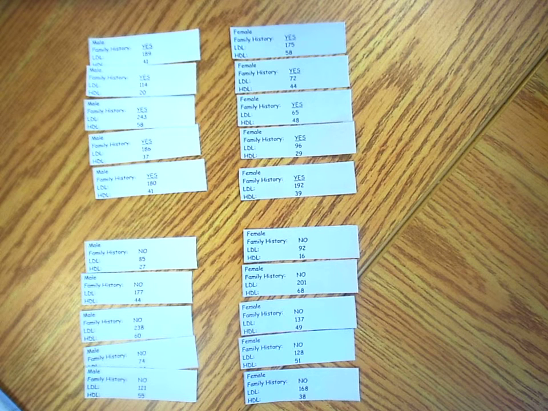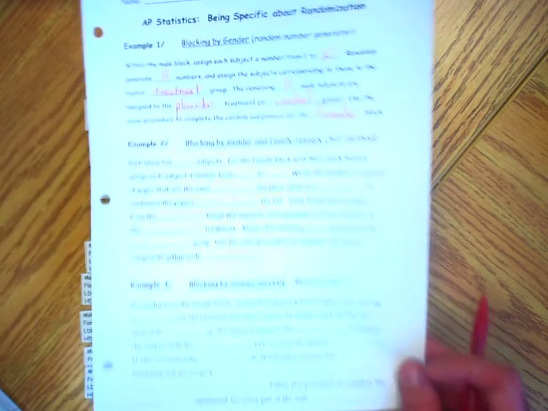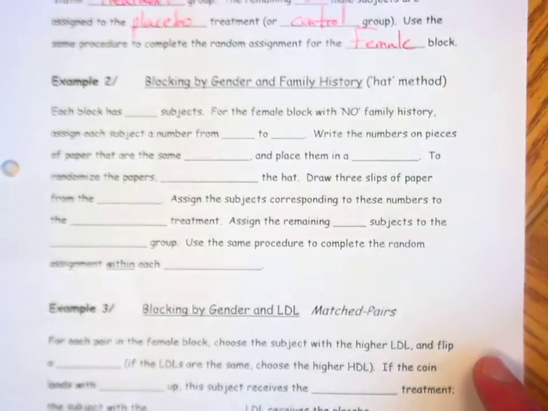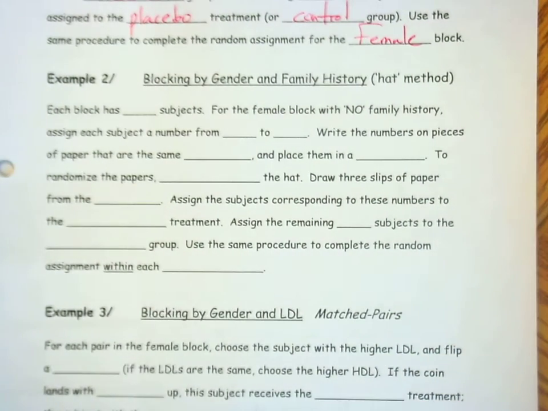So what happens if you have an odd number of subjects that you have to assign to an even number, or in this case, 2 treatments? Well, you're going to get 1 more subject either in the treatment or in the control group, so that's okay. What's most important, though, is that you're specific about the randomization. The assignment must be random. Let's talk about how you could be specific about that by using another method. I call this the hat method.